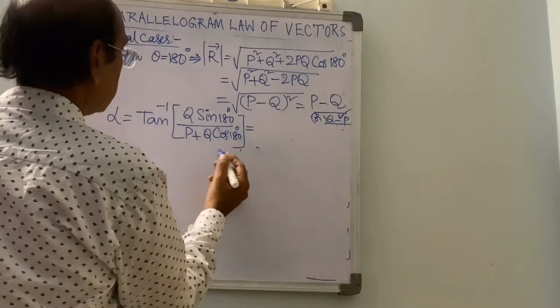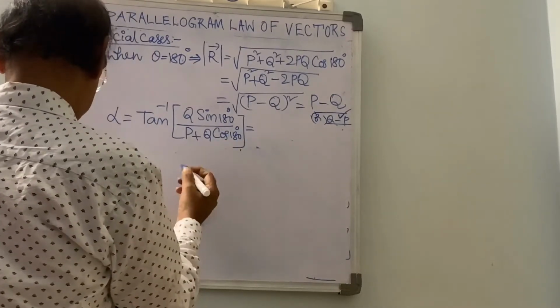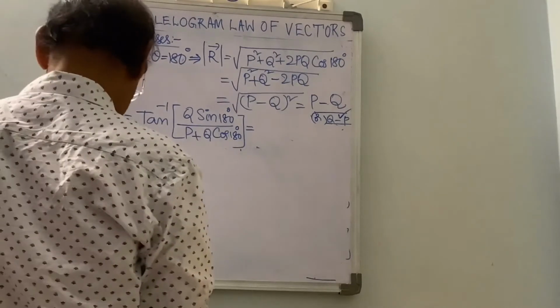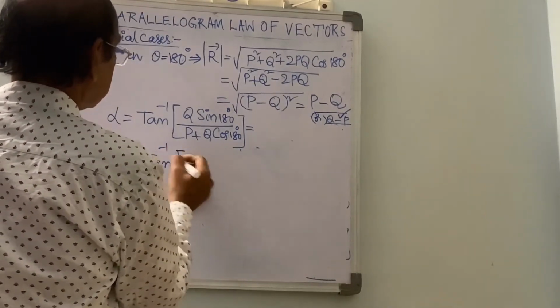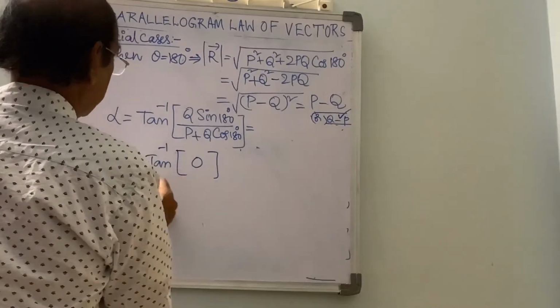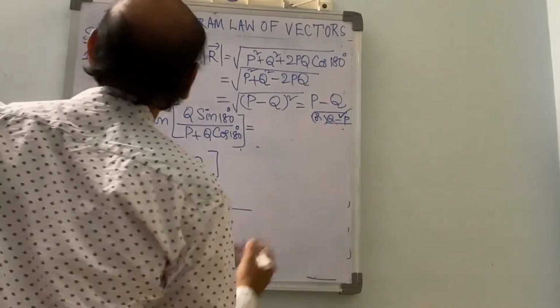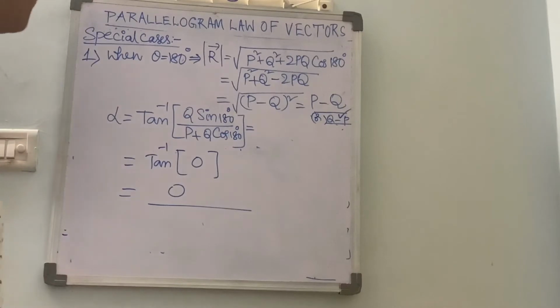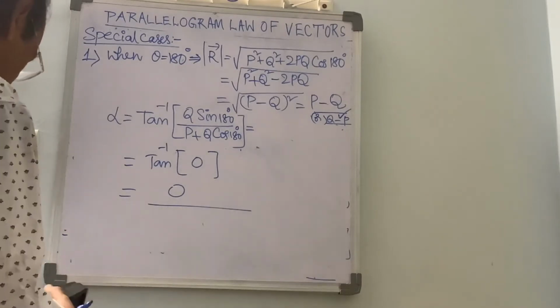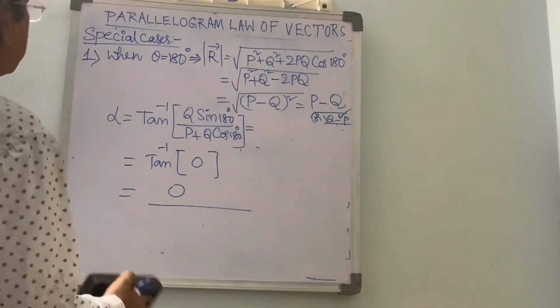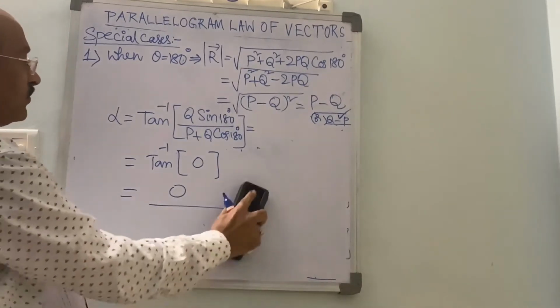This is equal to sin 180, which is 0. 0 by something is 0. Tan inverse 0 is equal to 0. There are other cases also, when theta is equal to 270 and theta equal to 360 degrees. So let us first do some problems on this parallelogram law of forces.